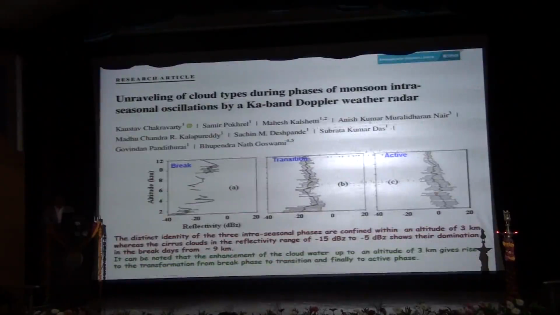These are some of the recent results, where we look at the different cloud types during different phases of the monsoon. This shows three different phases: break, transition, and active period. There is a distinct identity of the three intraseasonal phases confined within an altitude of 3 kilometers, and you can see cirrus clouds in the break periods. Enhancement of cloud water up to an altitude of 3 kilometers can give rise to transformation from break phase to active phase.